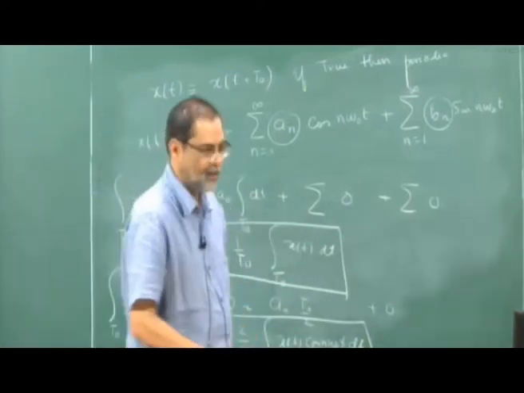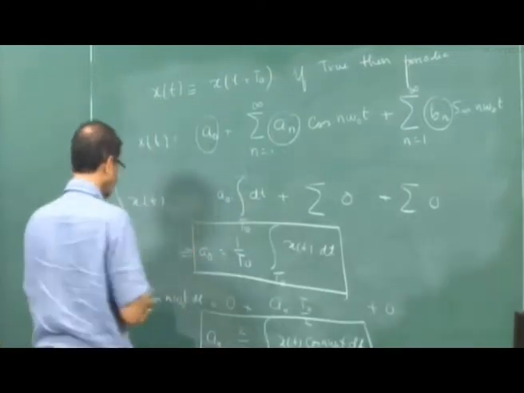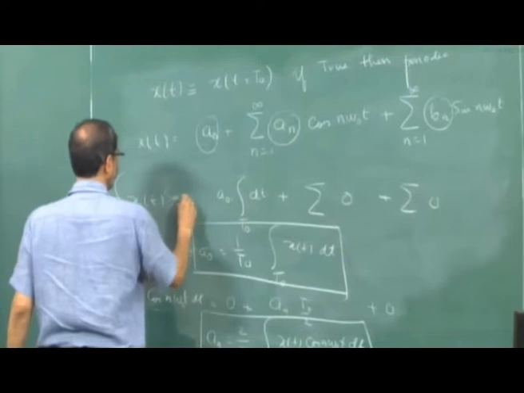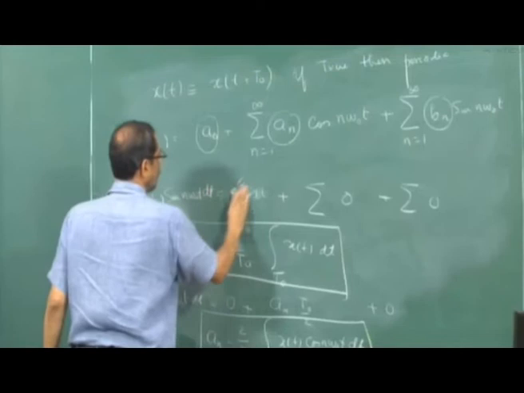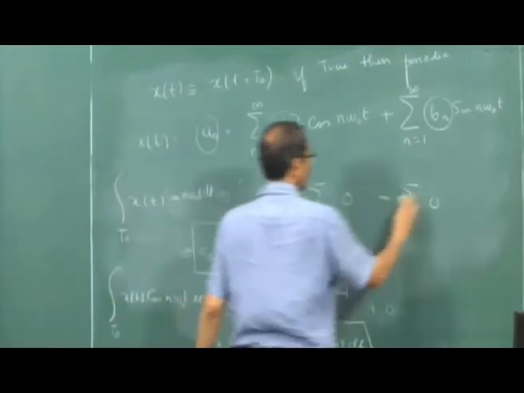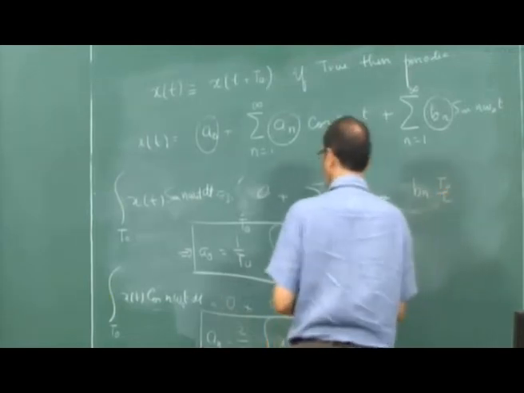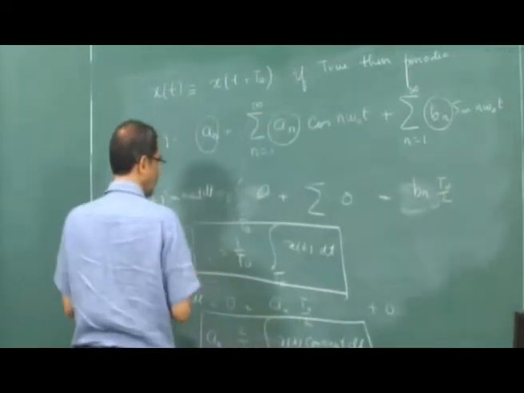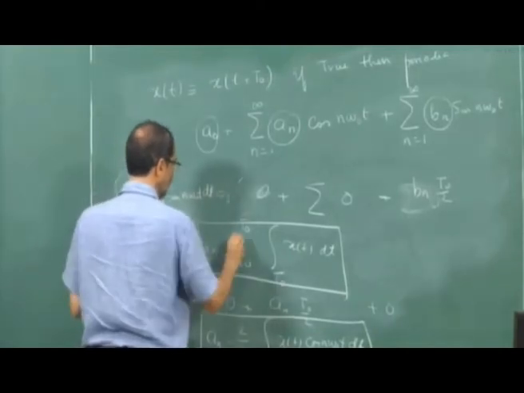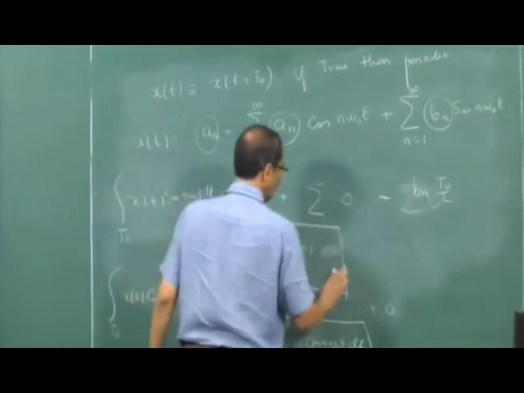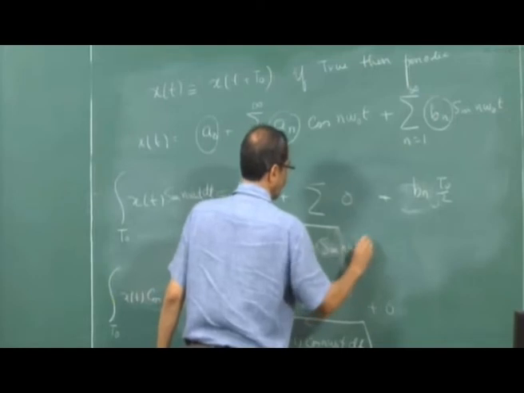Same logic applies in computing the value of b n. So instead, you multiply x of t with sin(n omega naught t) dt. You get 0, you get 0, you get b n into T naught by 2. So you get b n is 2 by T naught into the integral of x of t sin(n omega naught t) dt.